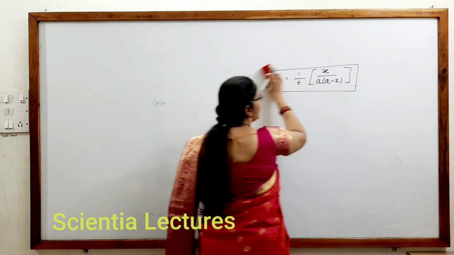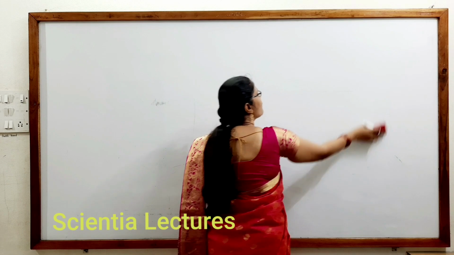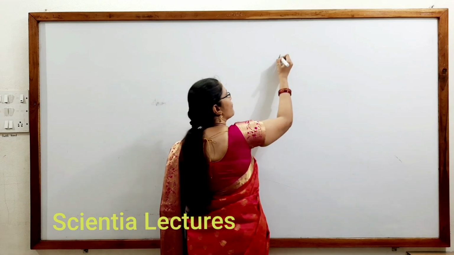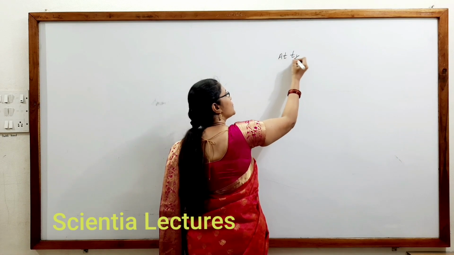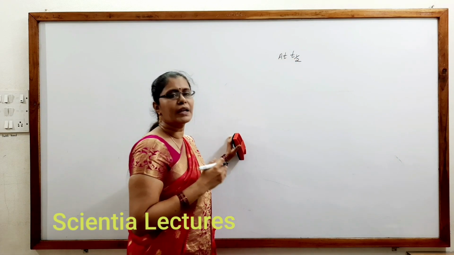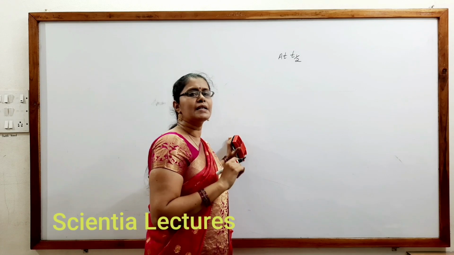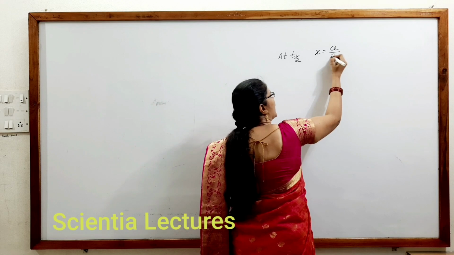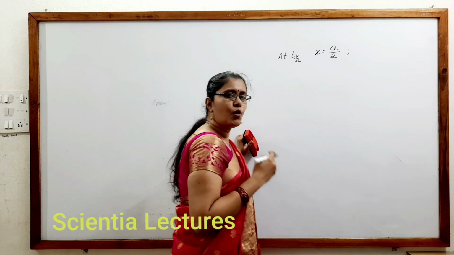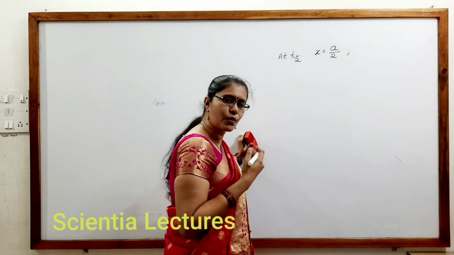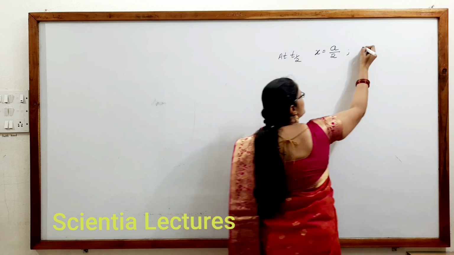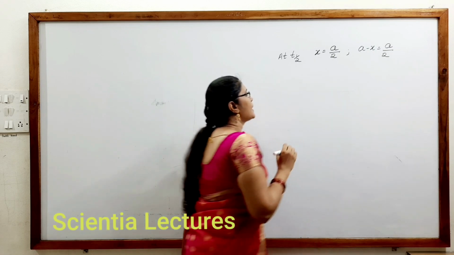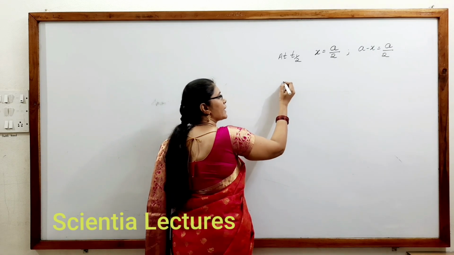Now, from this, let us derive t half and t 3 by 4 for this kind of reaction. At t half, what is meant by t half? As we have checked already, half of the reaction is completed. In the sense, x must be equal to a by 2. Similarly, what is the remaining amount? If half is completed, the remaining amount is also a by 2. So a minus x is also equal to a by 2. Then, at t half, what is the equation we will get?